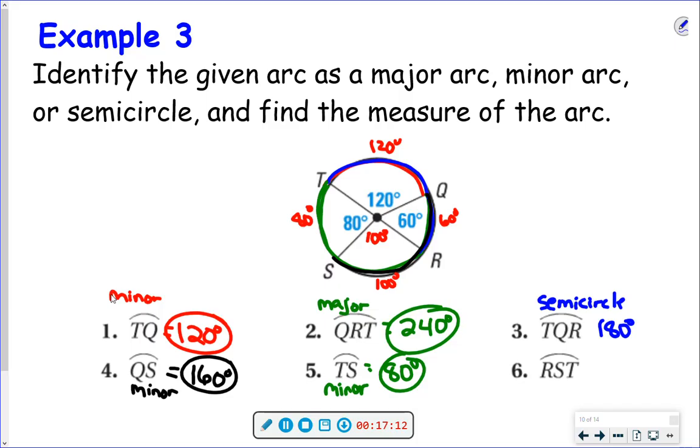All right, and then let's do the last one. RST. I don't even have to think about it. It's half the circle. And of course, half circle, semicircle.